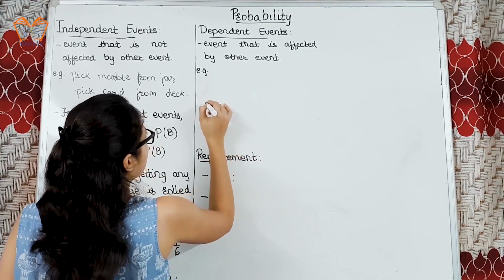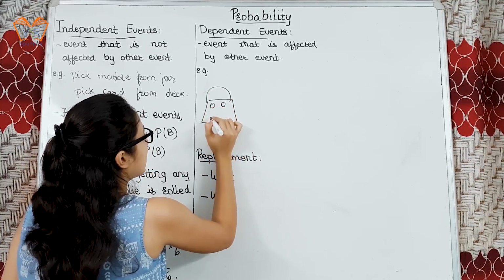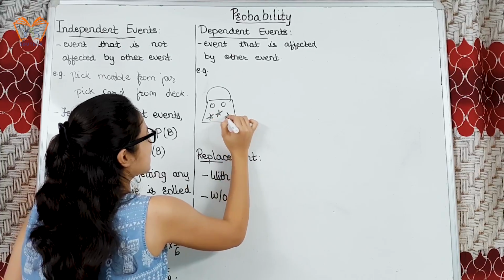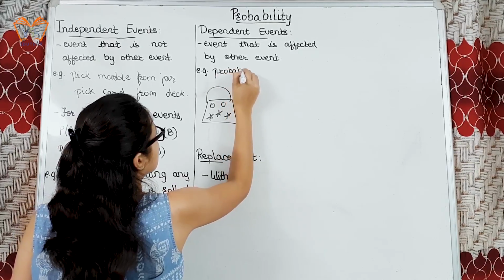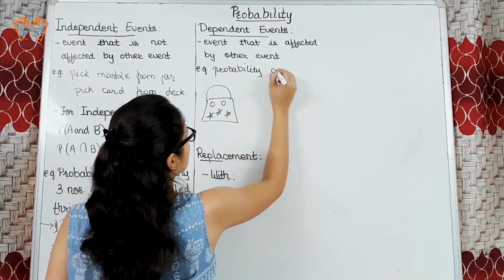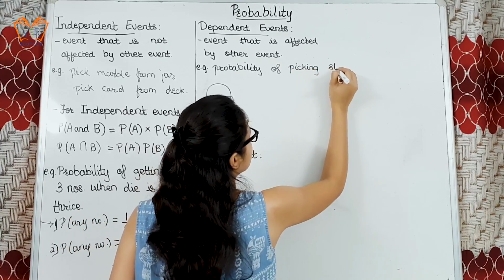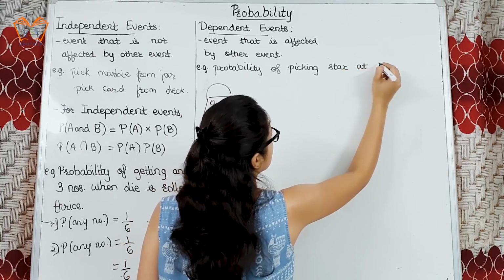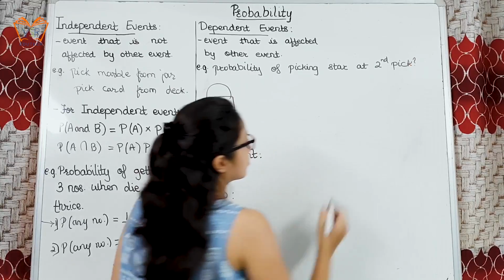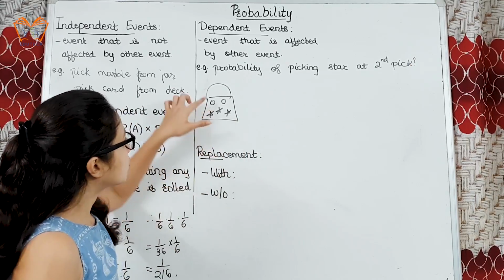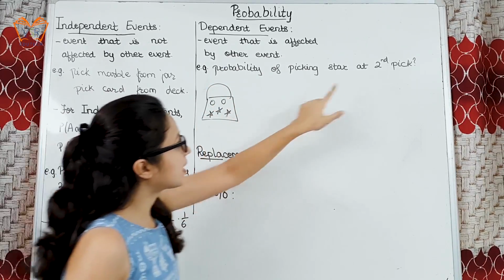For example, we have a bag and we have 2 coins in it and 3 stars. So what is the probability of picking a star at the second pick? I repeat the question. Suppose we have a bag with 2 coins and 3 stars. What is the probability of picking any star at the second pick?